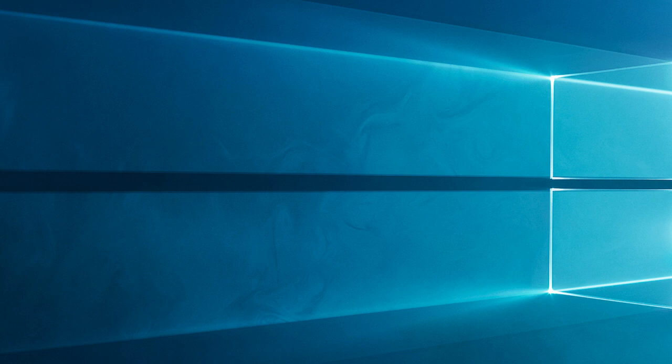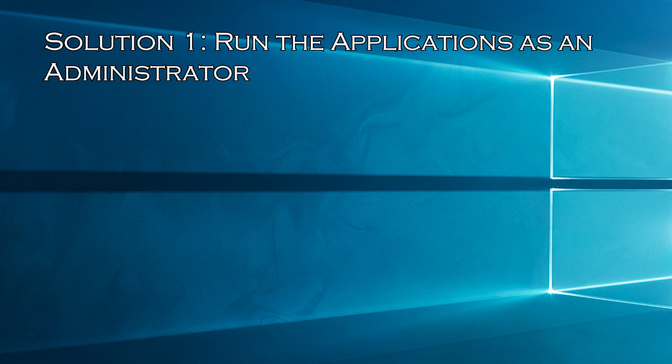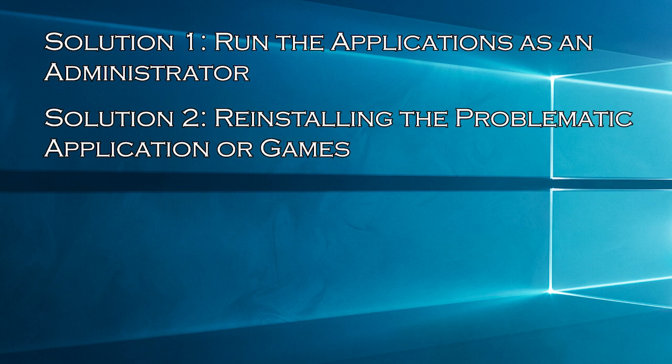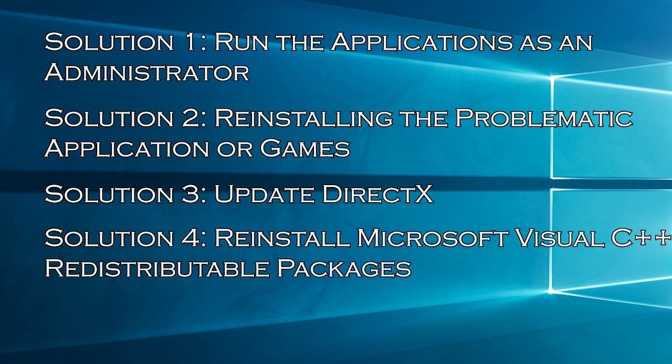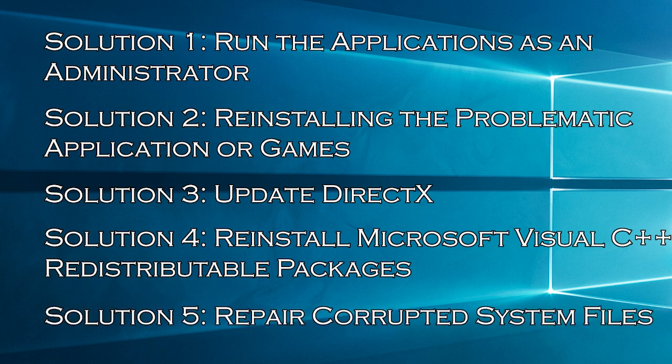There are several methods to fix the 0xc00007b error, and we're going to walk you through a few of the most effective ones. Solution 1. Run the applications as an administrator. Solution 2. Reinstalling the problematic application or games. Solution 3. Update DirectX. Solution 4. Reinstall Microsoft Visual C++ Redistributable packages. Solution 5. Repair corrupted system files.